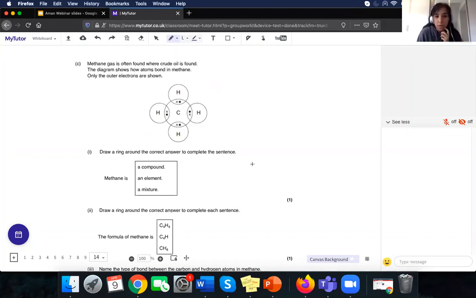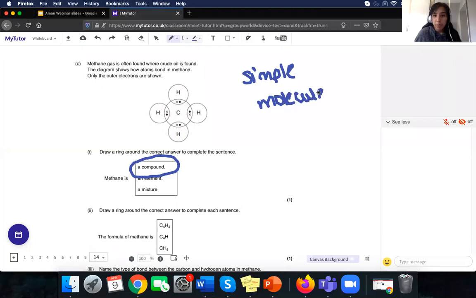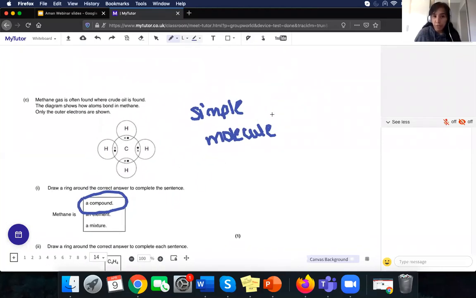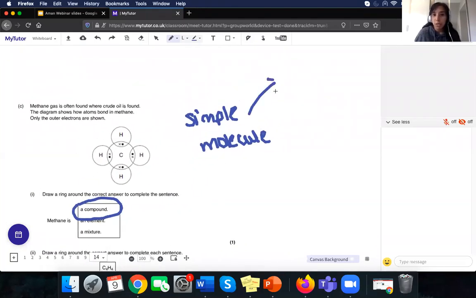Now, I've been receiving a lot of questions this week asking me what's the difference between a simple molecule and a compound. And this is one of those trick questions where actually methane is a simple molecule. But remember I said that covalent bonding forms simple molecules or giant covalent structures, and simple molecules can be compounds or they can be elements. And the reason for that is it depends what is making up that simple molecule.